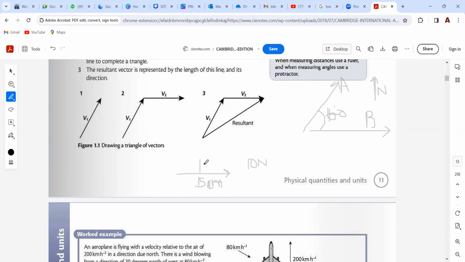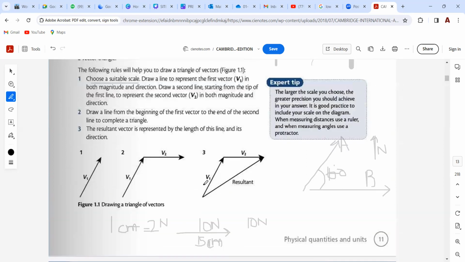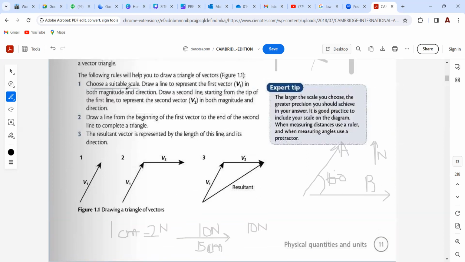ठीक है, अब how would this represent 10 newtons? You'll sort of derive a scale. If 5 centimeter is 10 Newton, this means that 1 centimeter is representing 2 newtons, right? So you've sort of made a scale for yourself. So 5 centimeters would automatically represent 10 newtons. The first important thing is selecting a suitable scale. ये बात समझ आई?